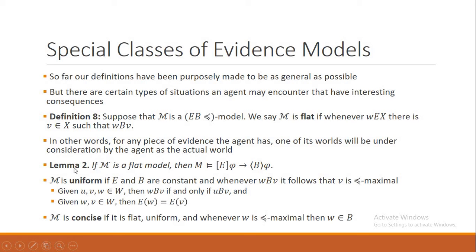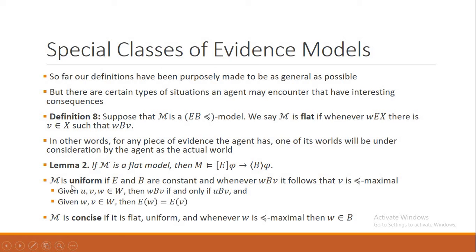Now, according to our definitions of truth in our language, if M is a flat model, then this formula is true in it. That if the agent has evidence for phi, that implies that the agent is considering phi as the actual world. The agent is not ruling out that phi may be the actual world. So phi is consistent with the agent's beliefs. We won't go through the proof, but it's proven in the paper.